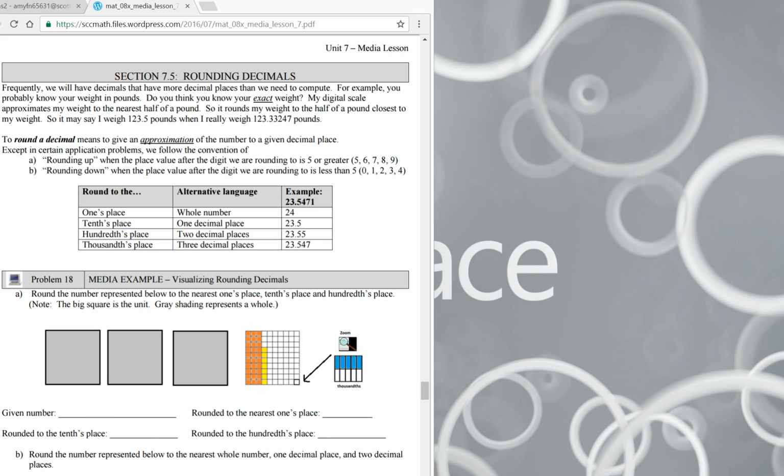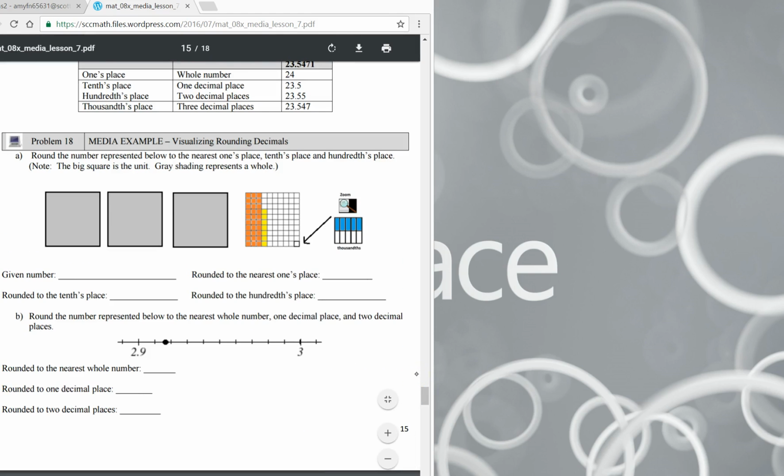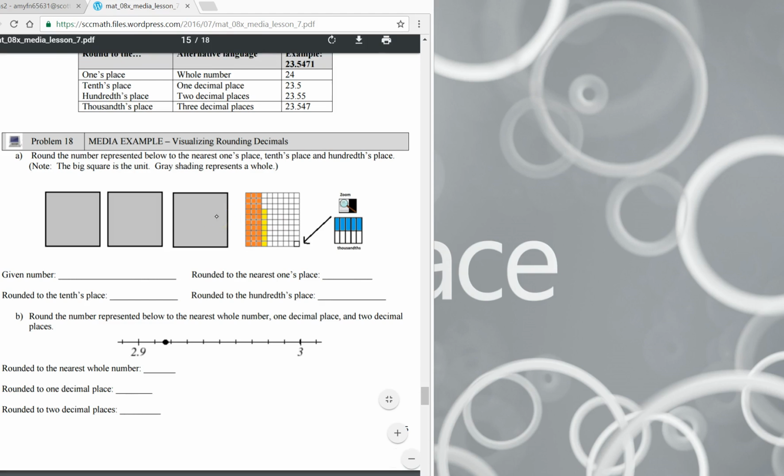Okay, visualizing rounding decimals. Okay, so this is a good example to do in class. If you're at SCC, we got some really cool ink pads with decimal grids, so they could actually use the ink pads to make these impressions on their paper so they don't have to draw them.